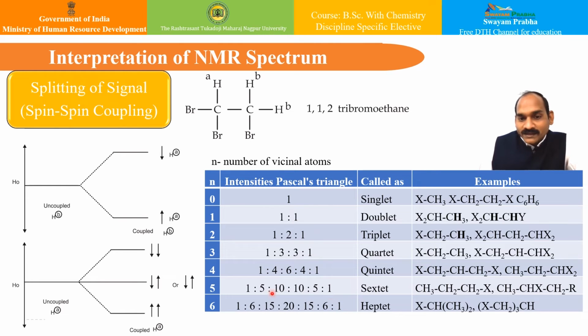You can obtain, like in this case you can see 1 plus 3 is 4, 3 plus 3 is 6, 3 plus 1 is 4, and then this is a single peak, and you can go on doing, forming this Pascal triangle, and these compounds will give their effects.